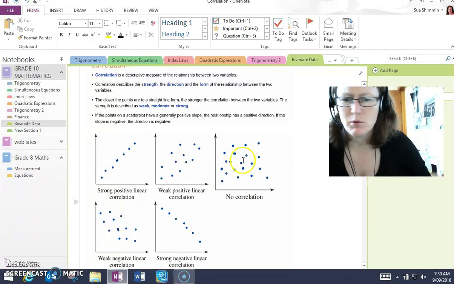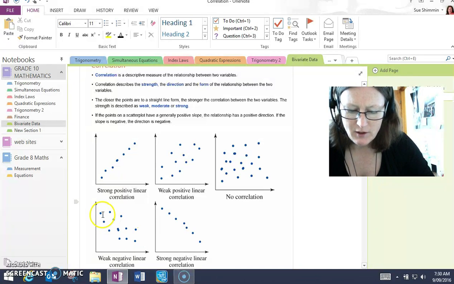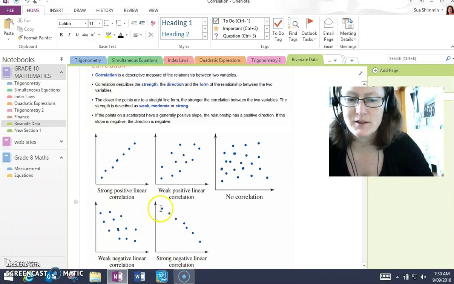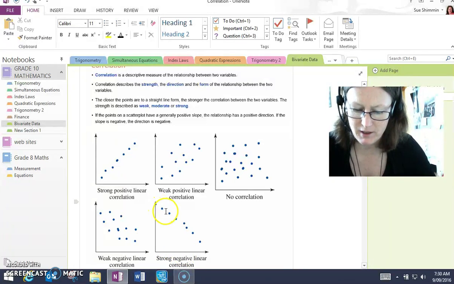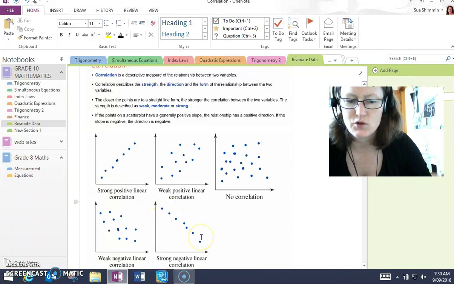In this scatter plot, points are everywhere, no correlation whatsoever. This one here, you can see that there's a trend going from here down, but it's fairly weak, so we call that weak negative. This one here, there is a definite trend going from up here down, almost a straight line, but not a straight line, so that's pretty strong because it's going in this direction. It's a strong negative linear relationship.